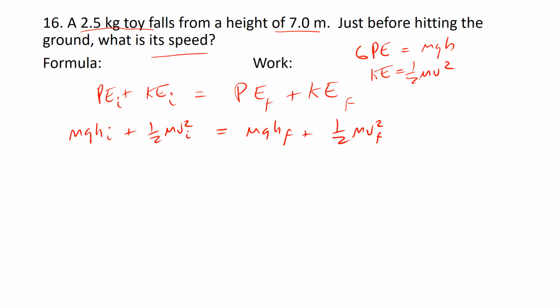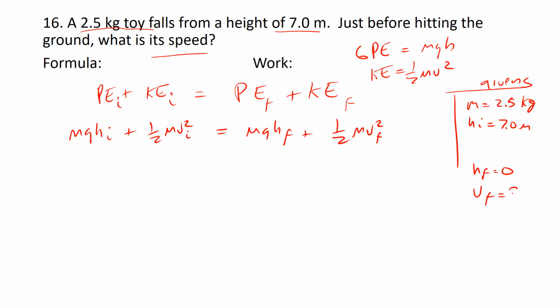And for all our information, we'll go ahead and make a givens list. The toy falls from a height, so the mass is 2.5 kilograms. The height initial is 7.0 meters. And height final equals 0 because it's going to be on the ground. At that moment, right before it gets to that point, what was its velocity? It's saying it's falling. It doesn't say anything else. So we're going to assume that it's starting at rest. And now we have all our information to plug into the equation.